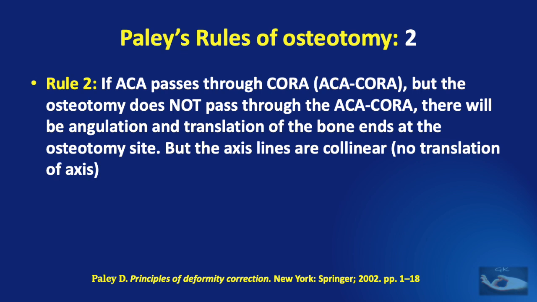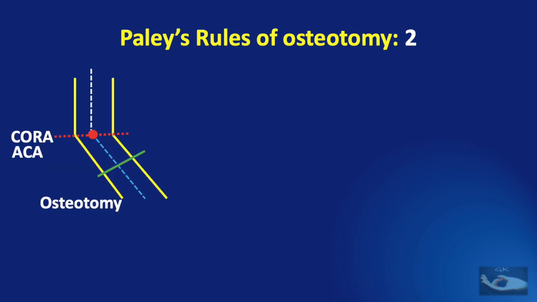The second rule states that if the ACA passes through the CORA but the osteotomy does not pass through either the ACA or the CORA, there will be angulation and translation of the bone ends at the osteotomy site. But the axis lines are collinear. There is no translation of the axis. Let us try to understand this better with diagrams.